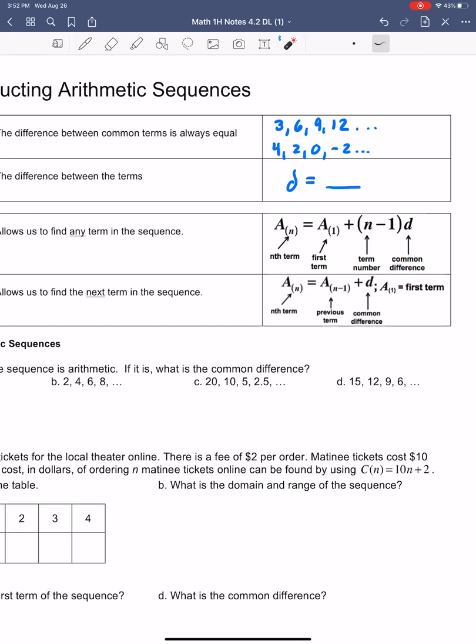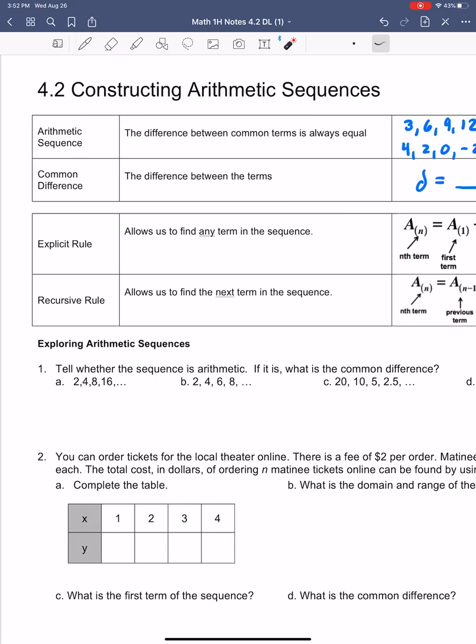The term number, that's going to be n. That's whatever you're looking for. So if you're looking for the 51st term, then the term number is 51. And then we've got the common difference, which is going to be whatever we're adding or subtracting over and over and over again. That's the d value. So in this case, it would be +3. In this case here, it would be -2, because that's what the pattern is, and that's the d value.